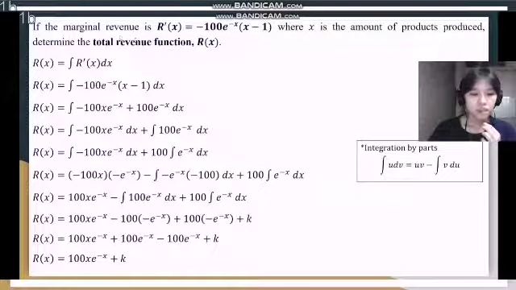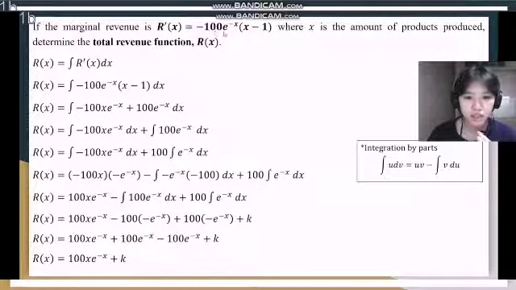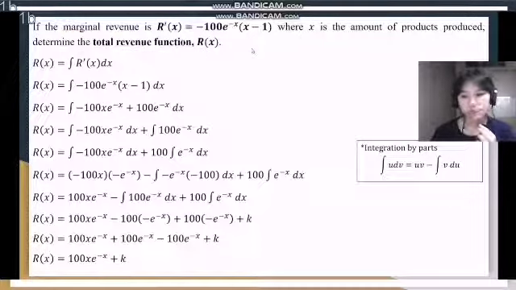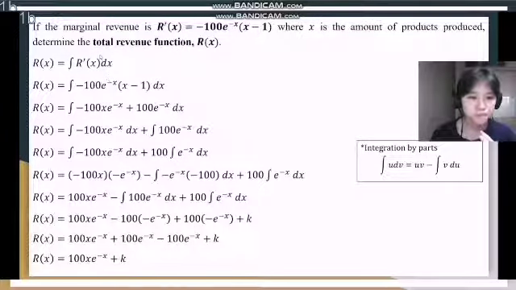We are given the marginal revenue function R'(x) equals negative 100 e raised to the negative x times (x minus 1), and we are required to find the total revenue function. So it is the same concept. When we have to find the revenue function, we have to integrate the marginal revenue function.